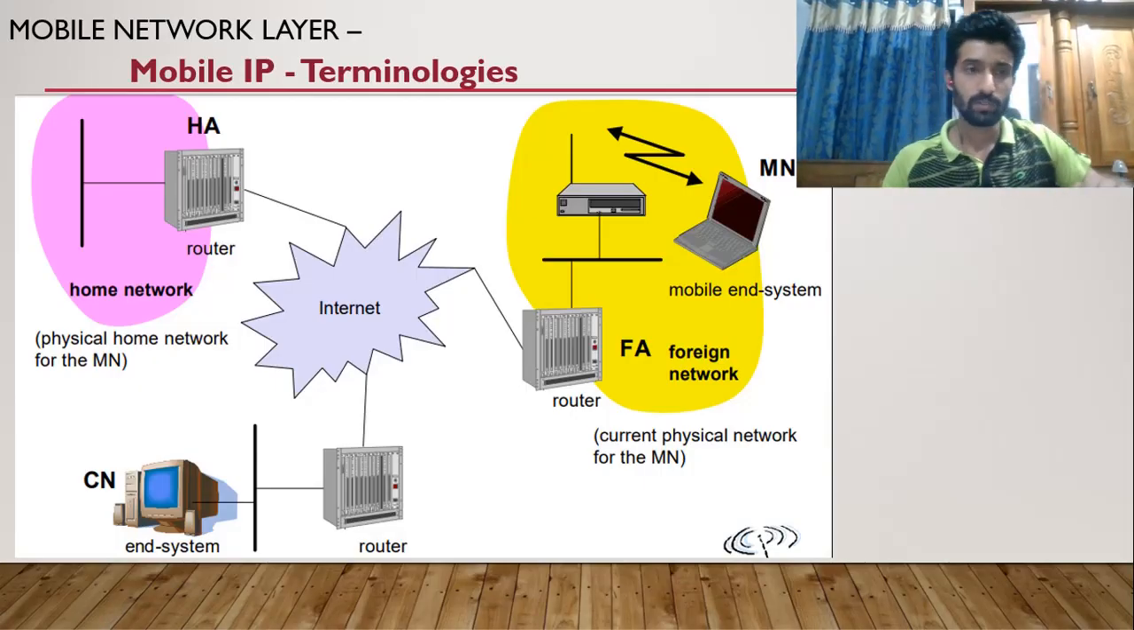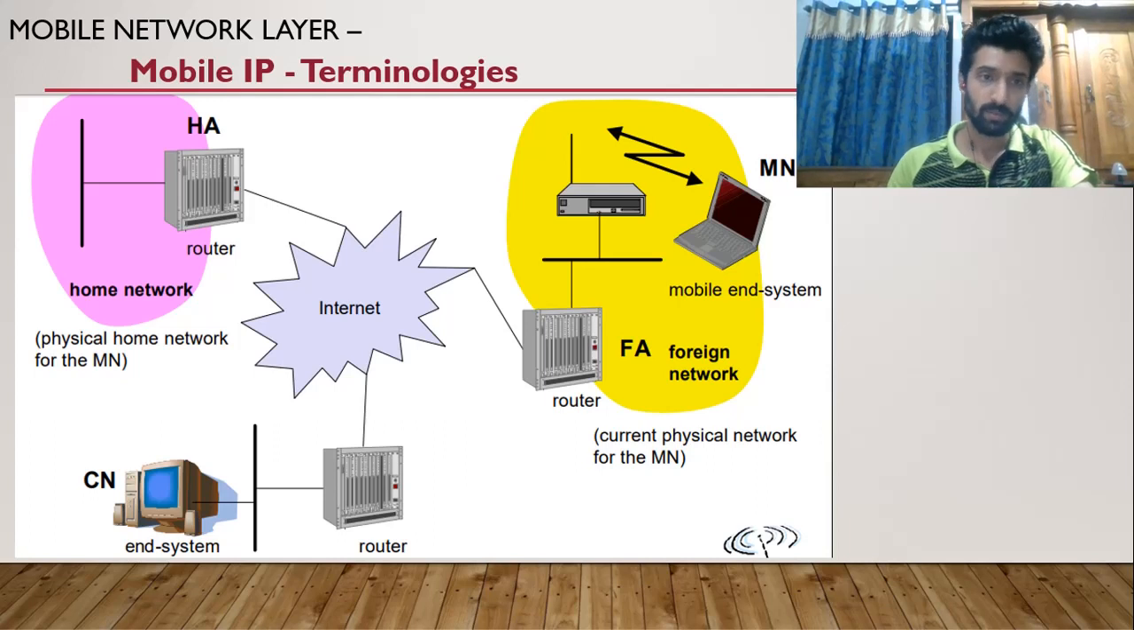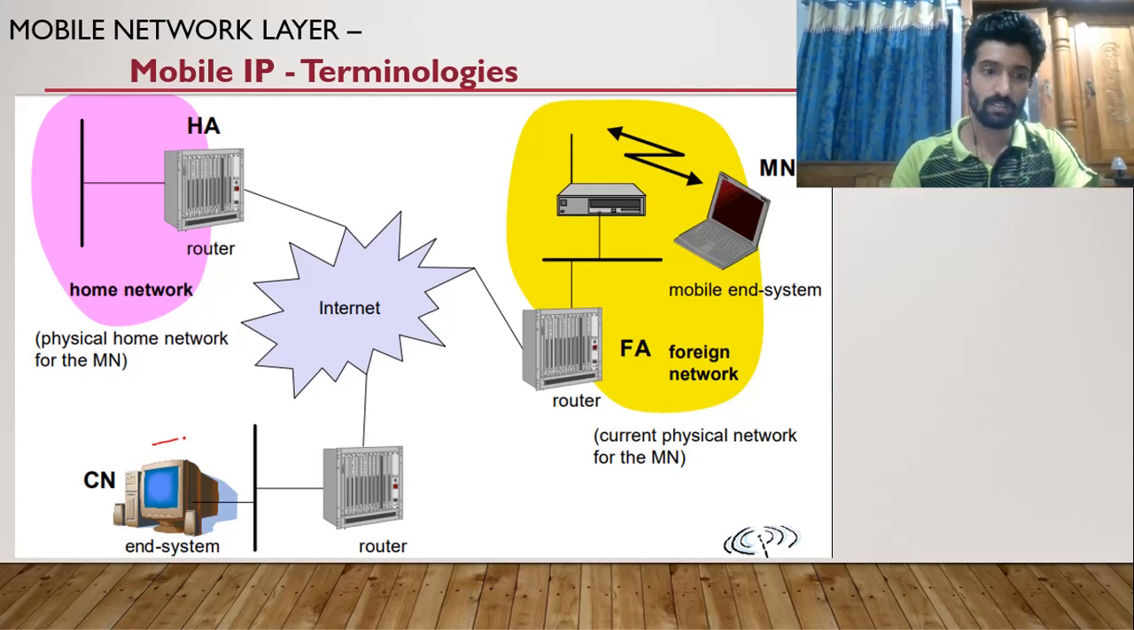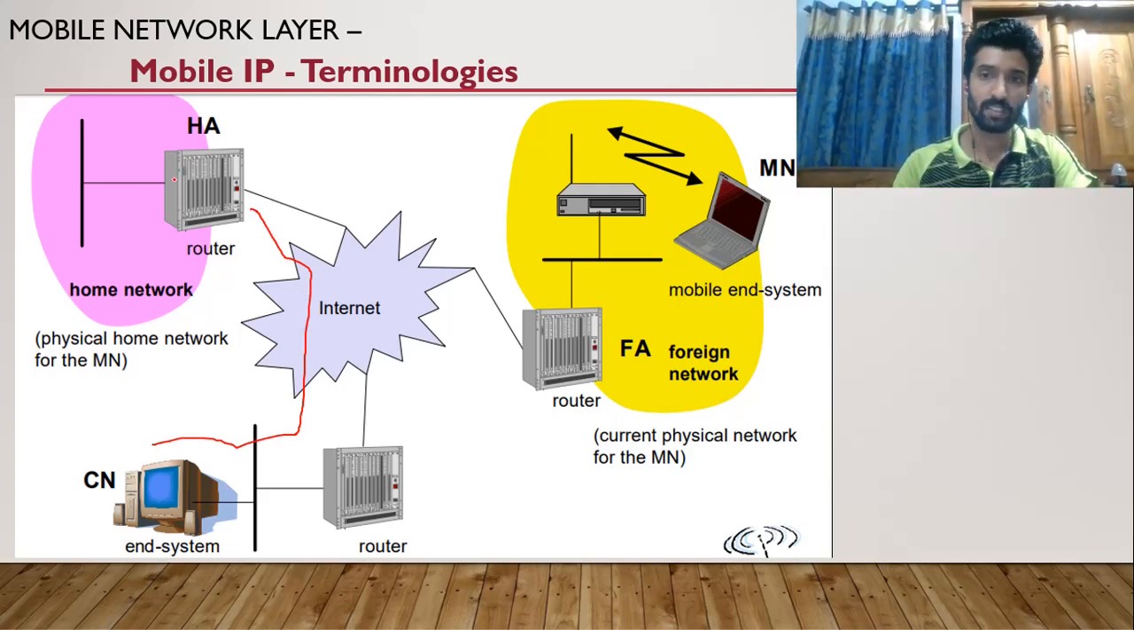Now we'll see how mobile IP can solve this issue. What mobile IP proposes is that the packet is initially started from the CN, and it will go to this router through the internet. It will reach the home agent. Without any specialized protocol, what will happen? The home agent will realize that the MN is not residing in the home network, so it will drop the packet.